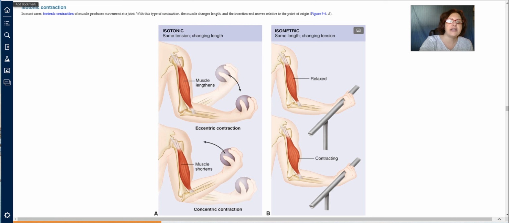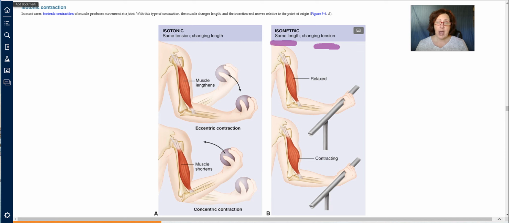The other kind is called isometric. It has the opposite definition. The muscle is the same length, but the tension inside changes. With this one, you are not actually moving your body. You are contracting the muscle, but you're not moving the body.